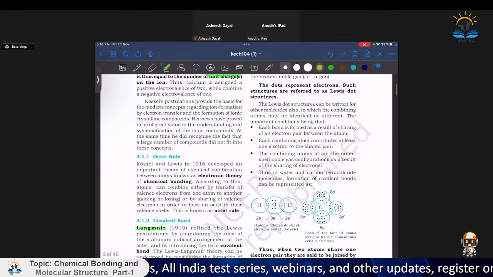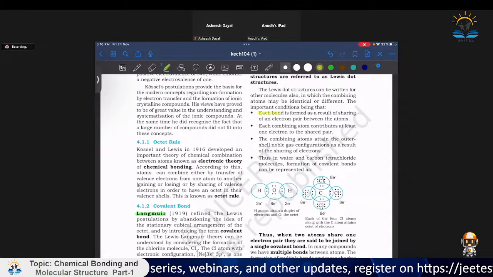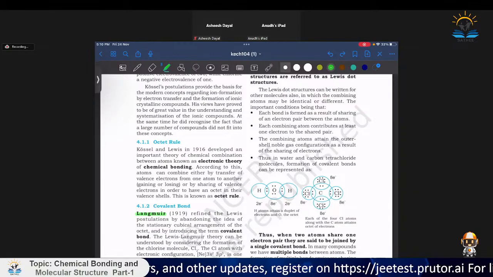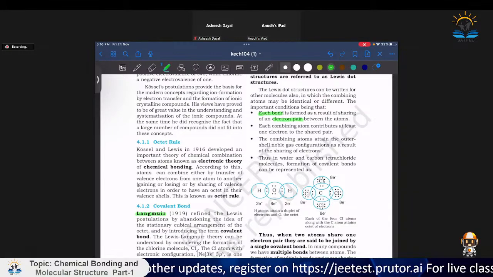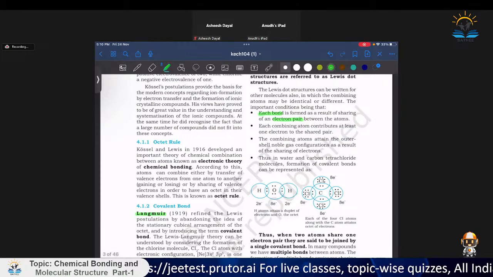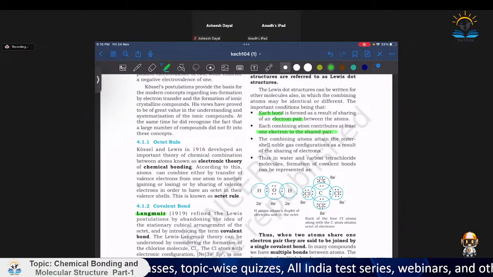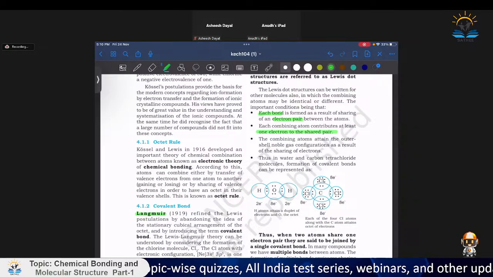So each bond, one bond, is formed as a result of an electron pair between the atoms. So one bond, one pair. If two electrons are present, which means one pair is there, it will lead to the formation of one bond. Each combining atom contributes at least one electron to the shared pair. It cannot be unilateral, it has to be bilateral. The combining atoms attain noble gas configuration as a result of sharing electrons.